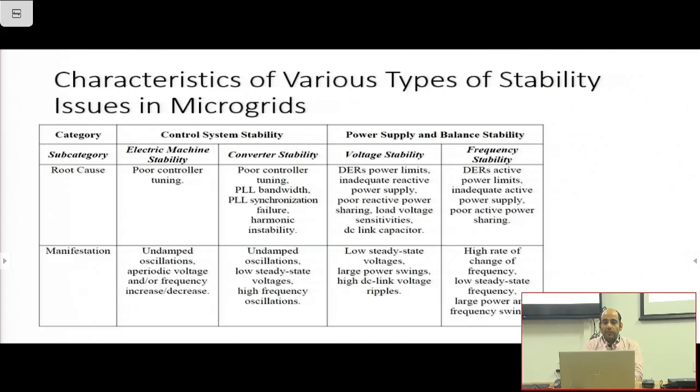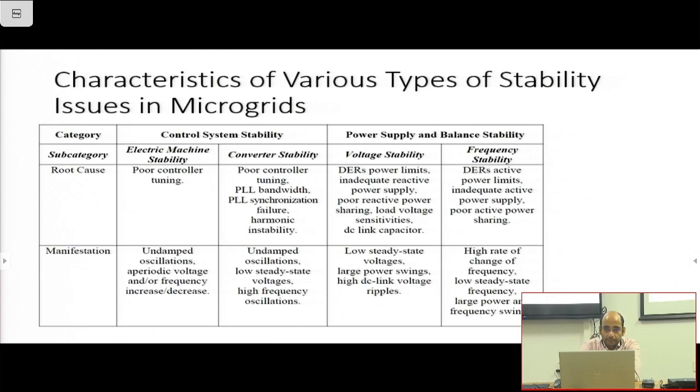Like when you talk about the converter stability, again, if the PLL is not well tuned, the PLL problem, synchronization problem, it can again lead to some undamped oscillations, low frequency oscillations, like that. Voltage stability issues due to the power supply problem, as I told earlier, it can lead to voltage stability problems in the AC side as well as in the DC side. So it can lead to ripples or fluctuations in the DC voltage or in the AC voltage, or it can lead to complete failure of the DC voltage. That is also a possibility. Okay.